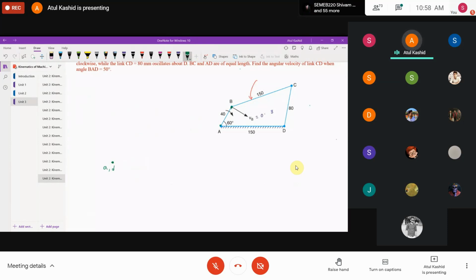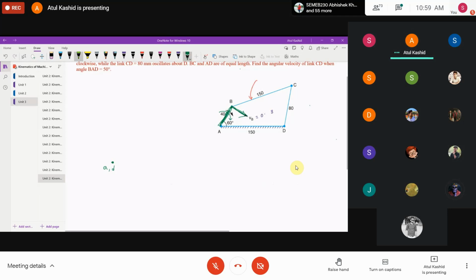So I know this is the link AB, right? And this link AB is rotating in the clockwise direction. So its velocity direction will always be perpendicular to this link. Is this clear? Yes, sir. Okay, please go along with me. Please go along with me, right?